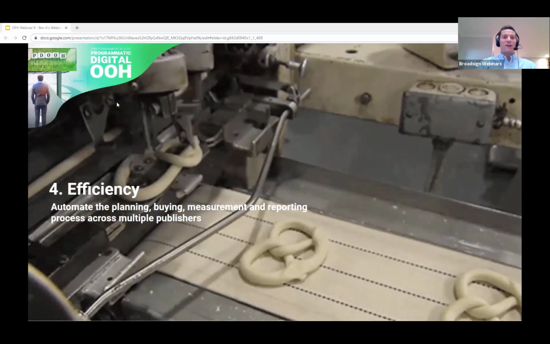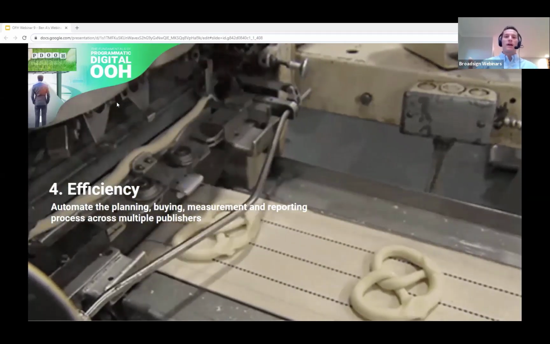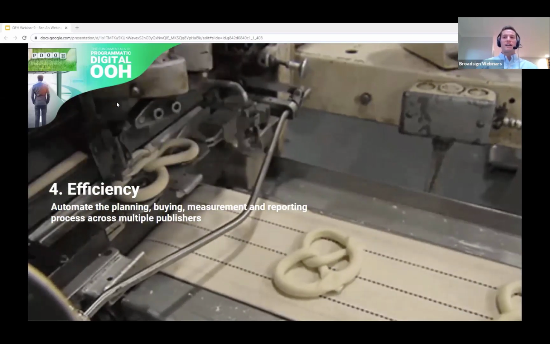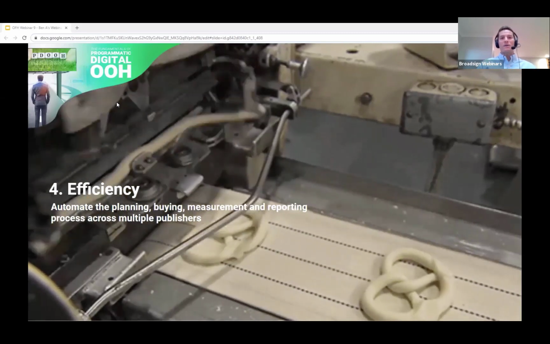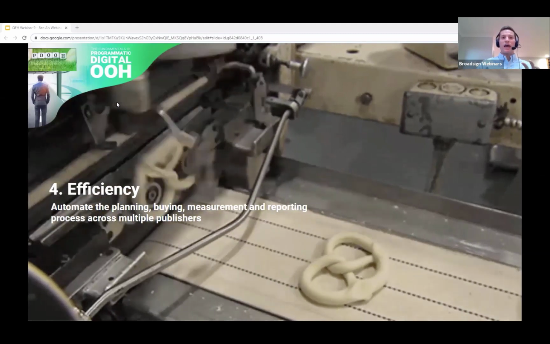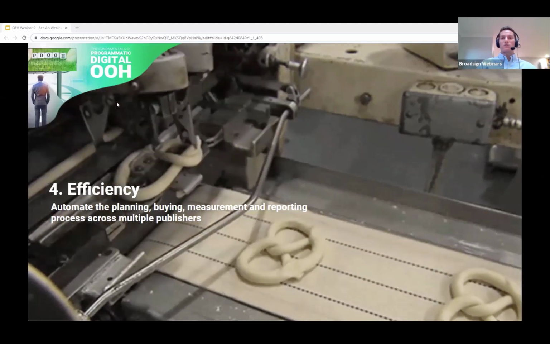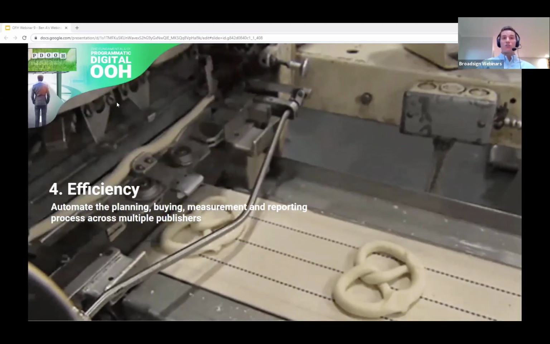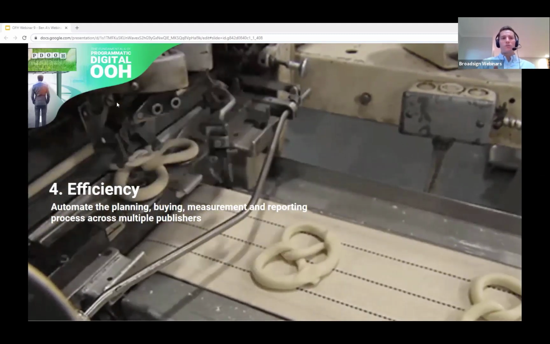But earlier on, I shared one of the many textbook definitions of programmatic, that it's the automated buying, selling, and delivery of advertising. A similar but more detailed definition is that programmatic is the automated planning, buying, measurement, and reporting of advertising. I also mentioned that out of home can be a tricky medium to plan and buy. So the ability to automate much of the planning, buying, measurement, and reporting of your digital out of home campaign across multiple publishers brings a great deal of efficiency, which is hugely important at the moment.